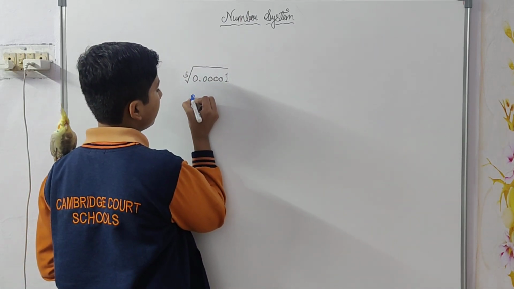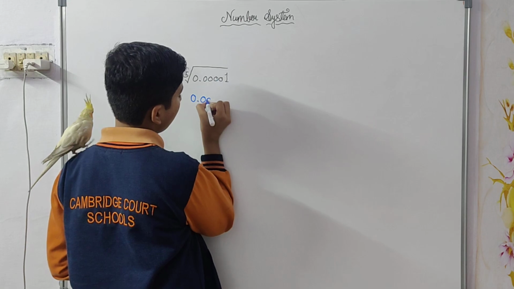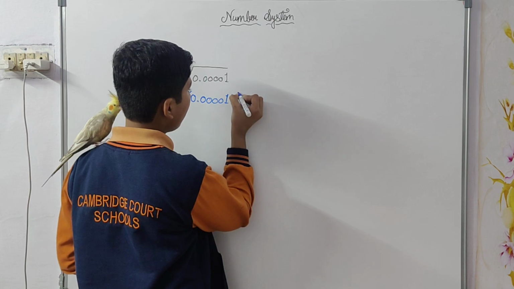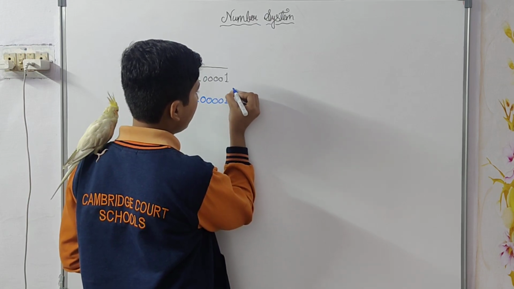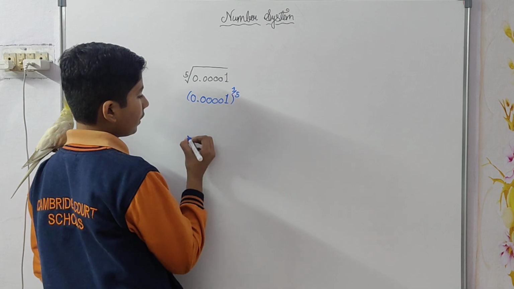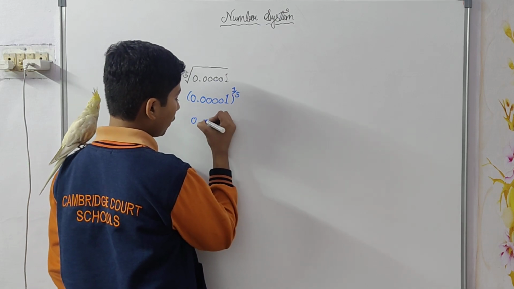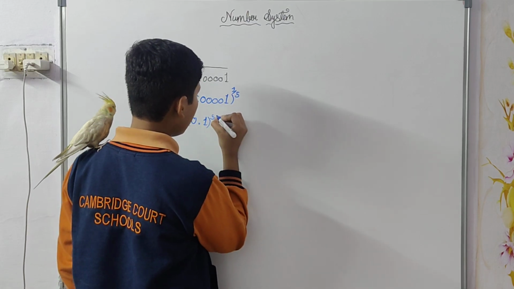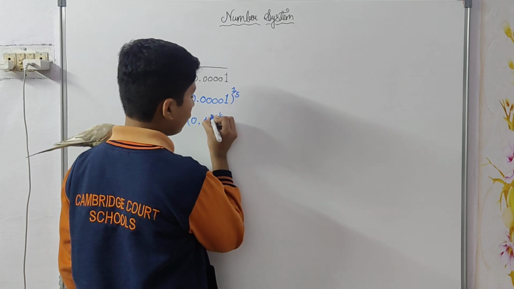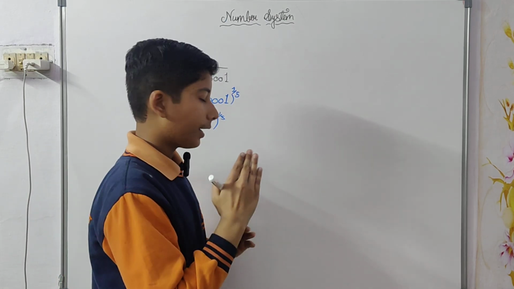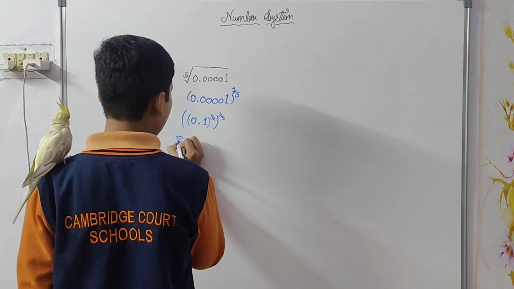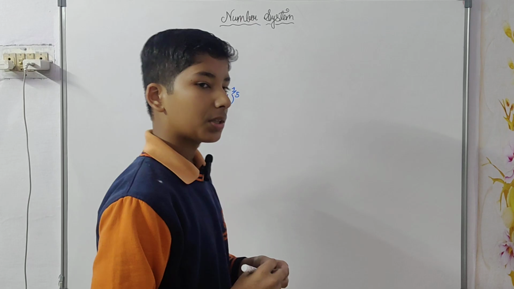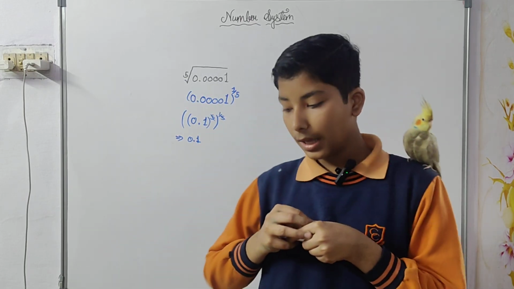You can show it like (0.00001) to the power 1 by 5. 1 by 5 we will write, okay? And then next step you will write (0.1 to the power 5) to the power 1 by 5. So 5 and 1 by 5 will get cut. So our answer left will be 0.1. So you can see I have shown some steps instead of just writing the answer.